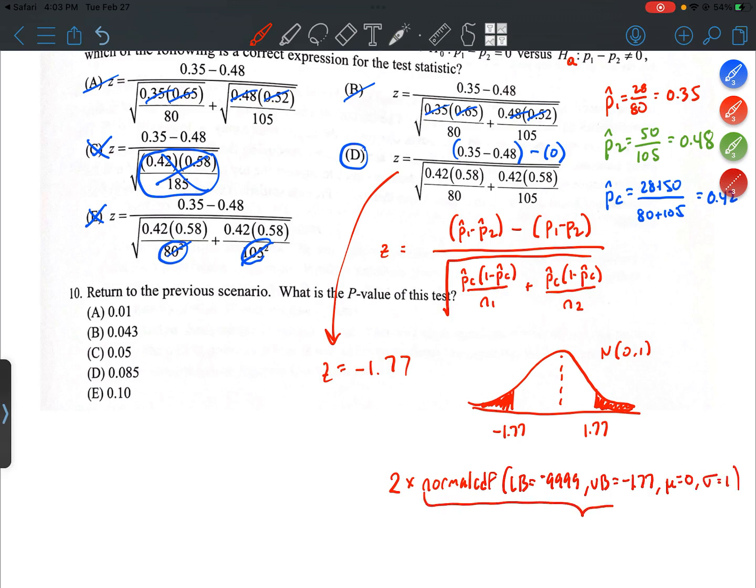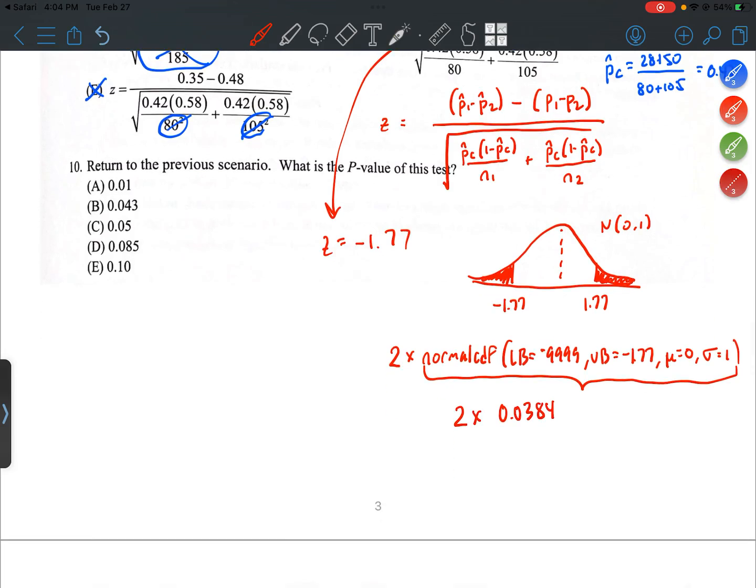Okay, so that part by itself is about 0.0384. But then we've got to multiply that by 2. And so we get about 0.0767.